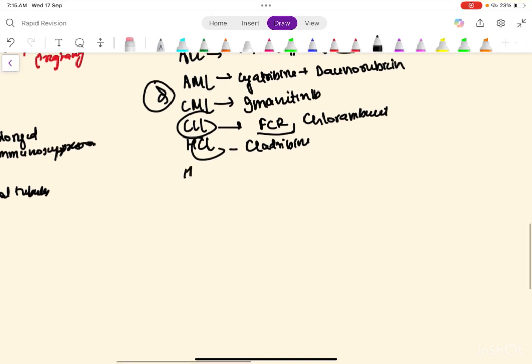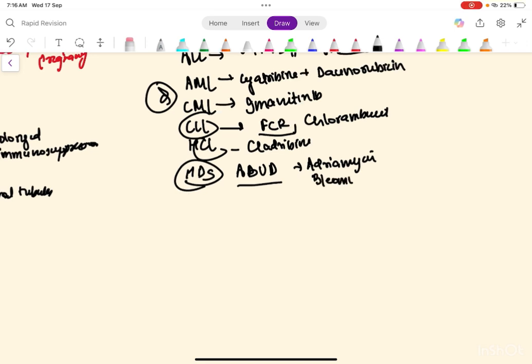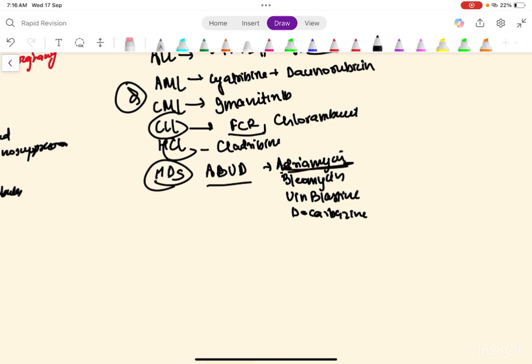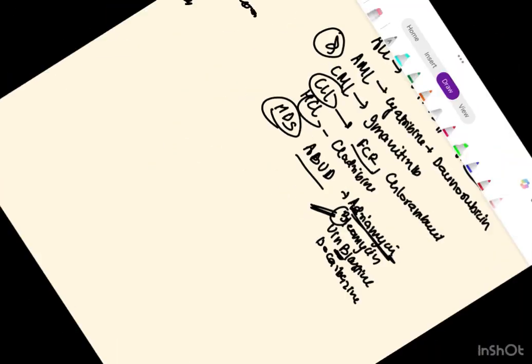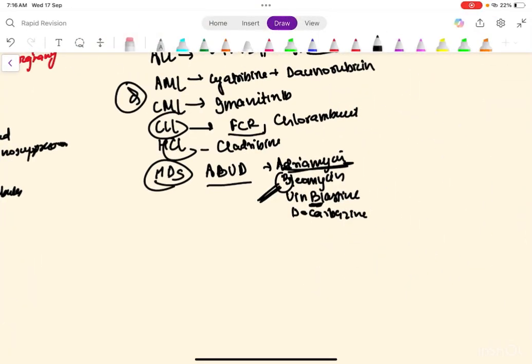Then Hodgkin disease we give ABVD. So this is adriamycin, bleomycin, then you have vinblastine, then you have dacarbazine. Here, if you even forget, just remember adriamycin and you will remember the rest. Sometimes you'll forget whether it's vinblastine or vincristine. Since B comes first, just remember vinblastine. And for hepatocellular carcinoma, as I told you, that is sorafenib.